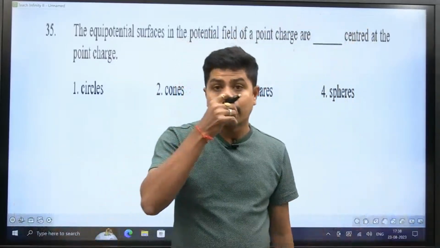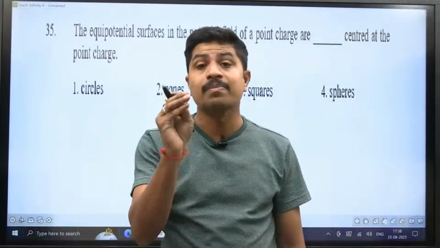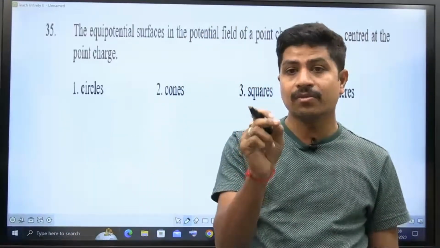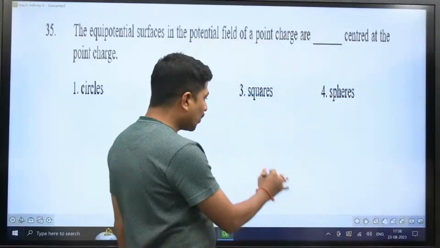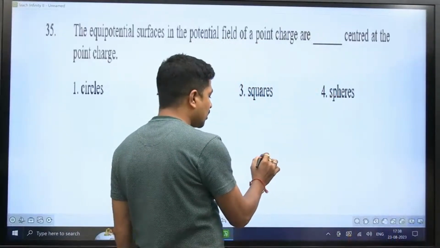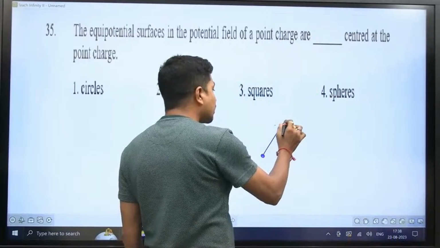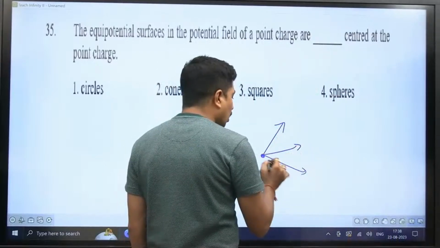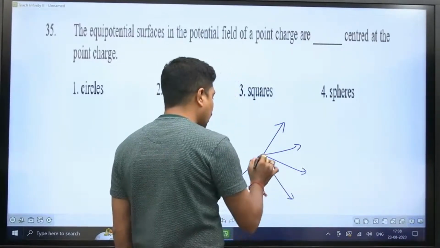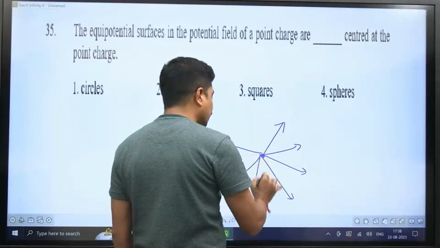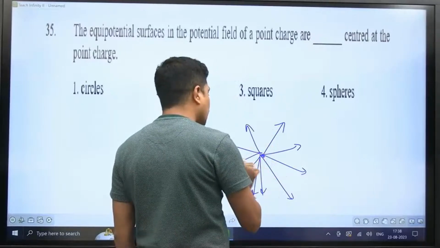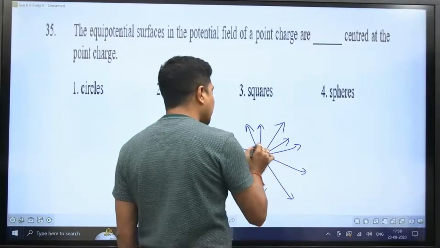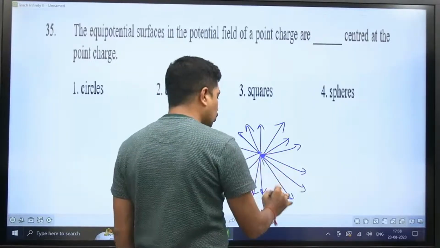You see a good number of questions from EMFT basics, from the very basics. If you take a point charge, it radiates these electric flux lines equally in all directions. As it is a 2D plane, I am unable to show you the 3D.